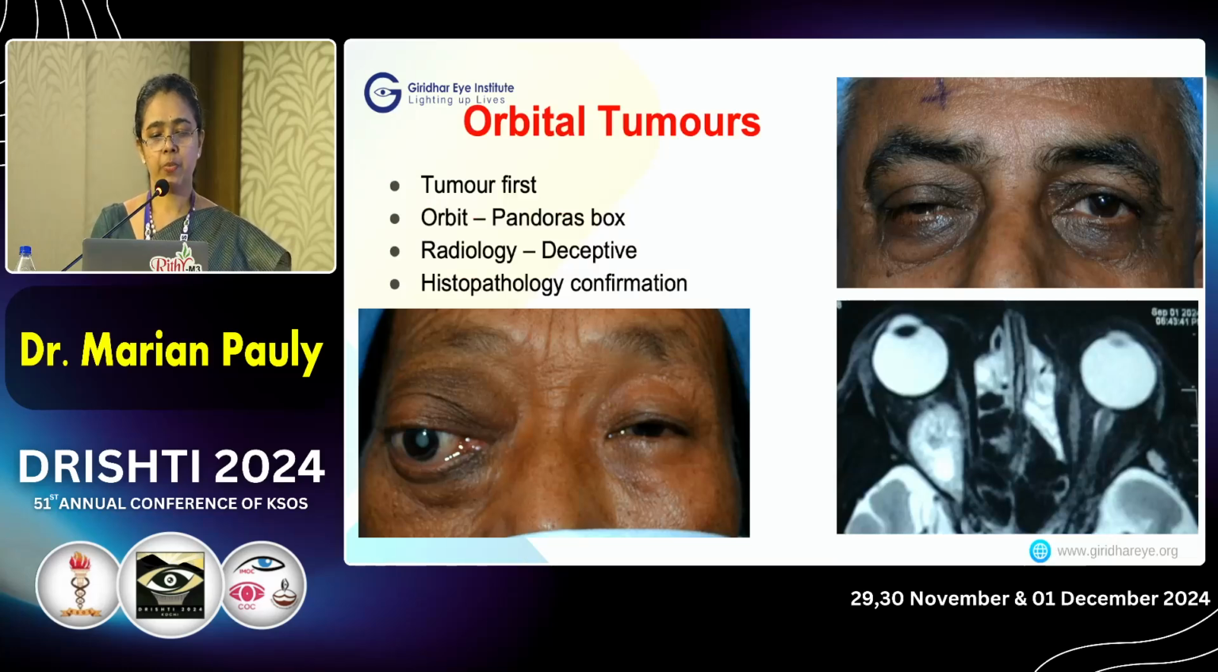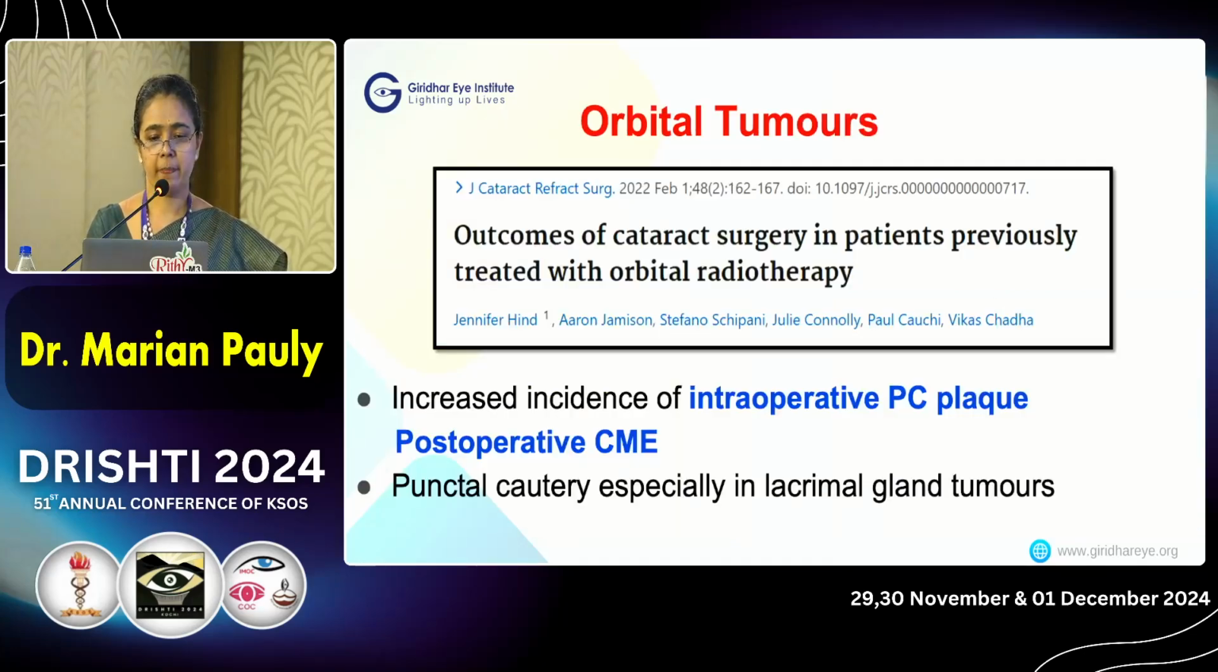Coming to orbital tumors, things are really different. Here always tumor first, because we know orbit is a Pandora's box. Radiology also can be deceptive sometimes. So we need a histopathological confirmation. So in this case we can see she had hemangioma with a mature cataract. Right eye again schwannoma with the cataract. So we did tumor first and then cataract surgery.